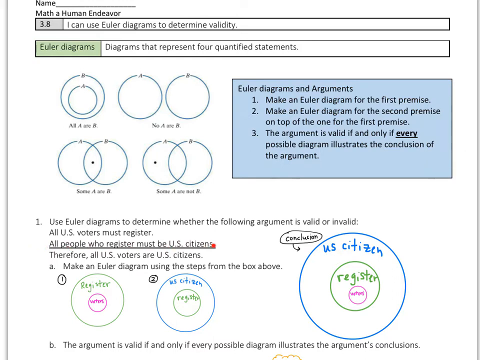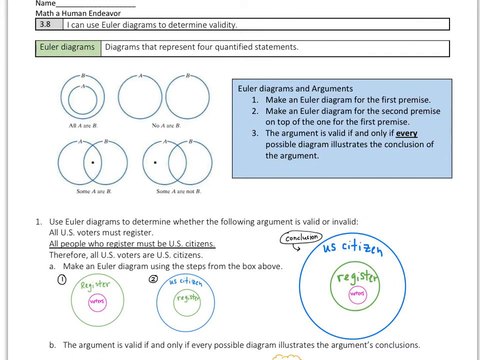Premise number two, all people who register must be U.S. citizens. Okay, so I have the register people and they must be U.S. citizens. So the conclusion is all U.S. voters are U.S. citizens. So if we were to take these two Euler diagrams and kind of put them together, since voters is inside register and register is inside U.S. citizens, we would get this diagram.